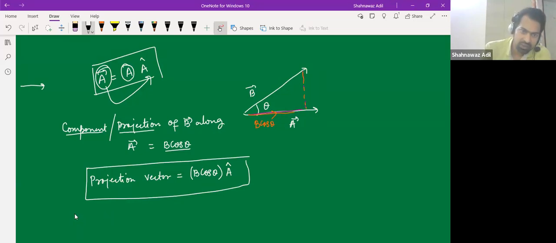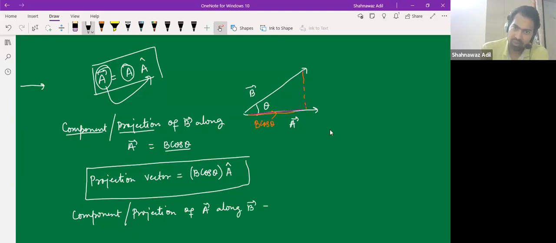And if I ask you for the component or projection of A along B, let's say I draw this diagram this way. I drop down this A part in this direction. So that is A cos theta, right?